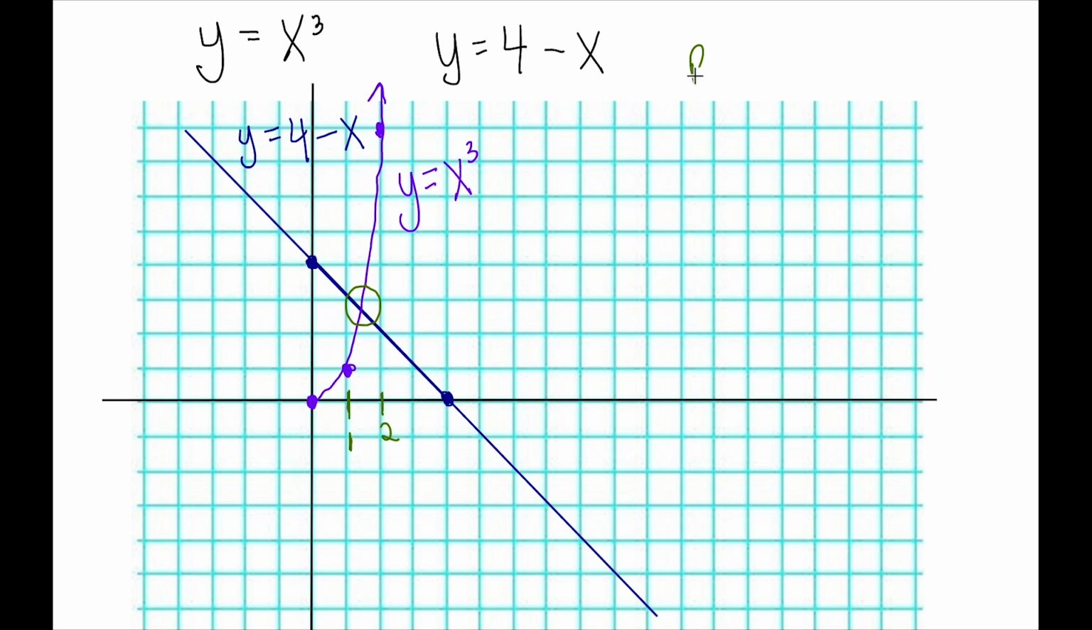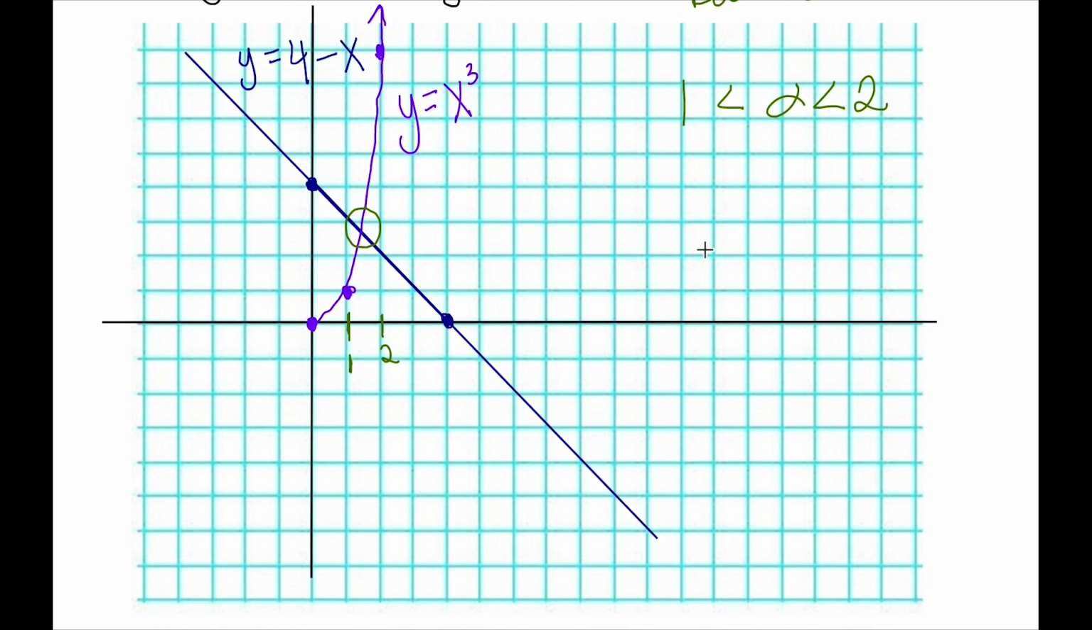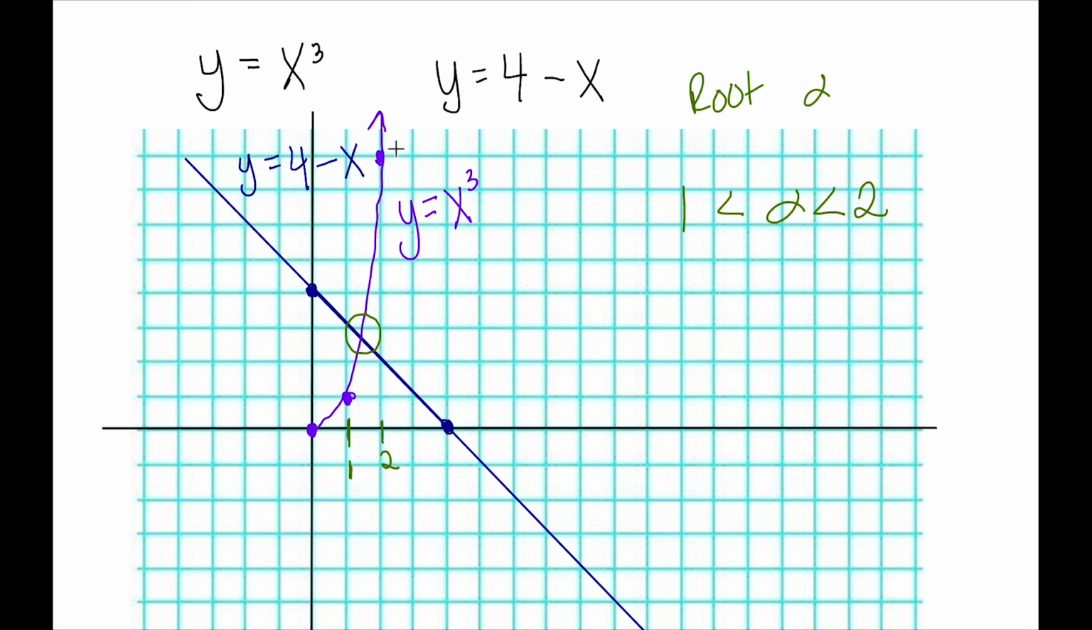So the root is going to be called alpha. And the question wanted you to prove that there would be a root between 1 and 2. They might also ask you to rewrite the equation by setting them equal to each other. So x cubed plus x minus 4 equals 0. And the solution to this equation is somewhere between 1 and 2.